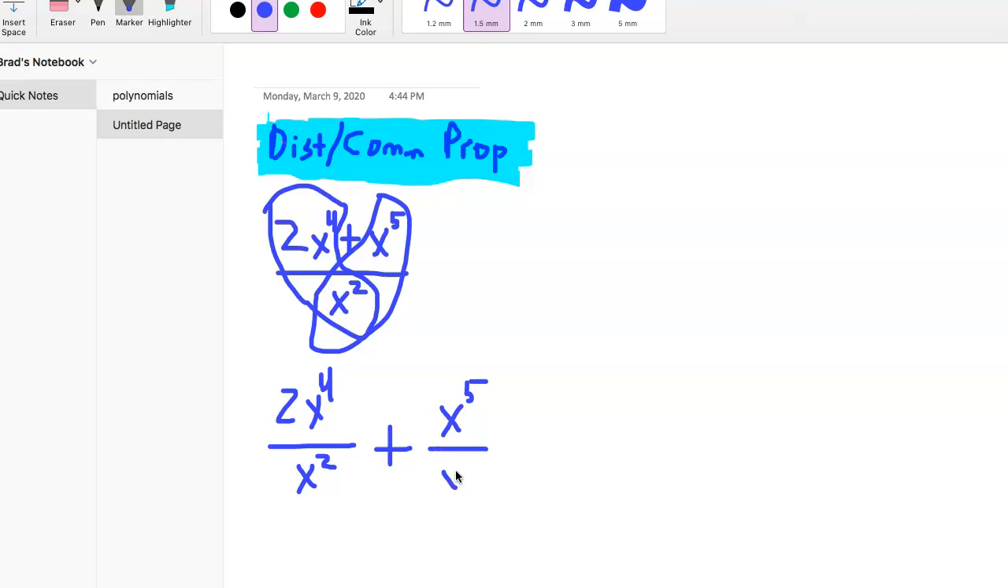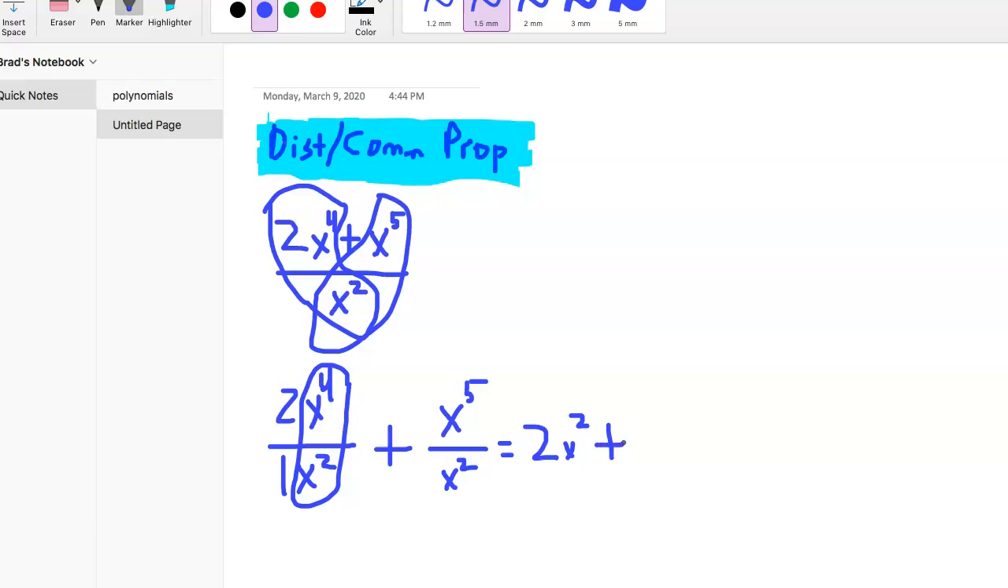X to the fifth divided by x squared. Okay, so how does that equal? Like when we have 2x divided by x, if this ever throws you off, really just think that there's a 1 in front of it. So 2 divided by 1 is 2, so we start off with our 2. And then x to the fourth divided by x squared: all we're going to do is subtract the exponents. So 4 minus 2 is 2. That means we have 2x squared.